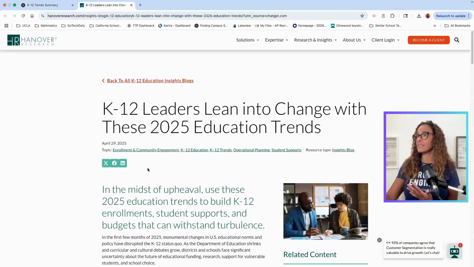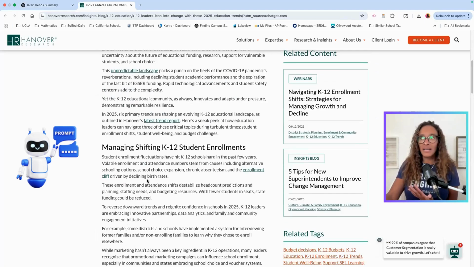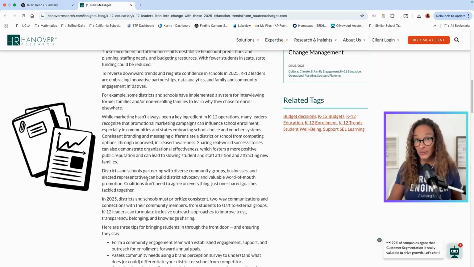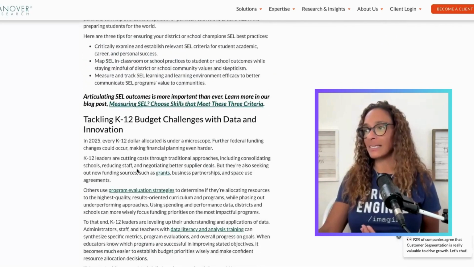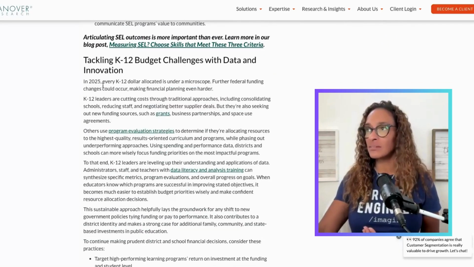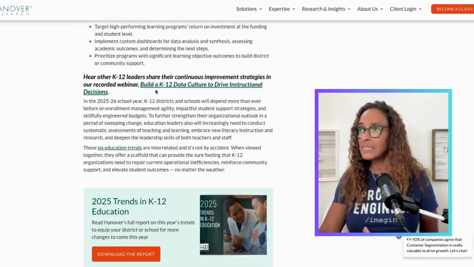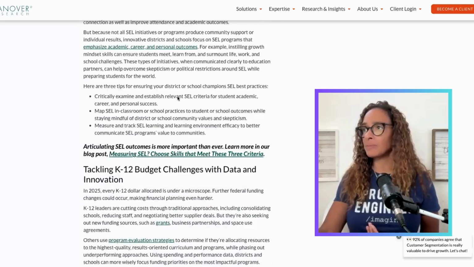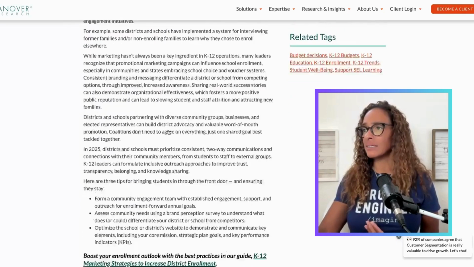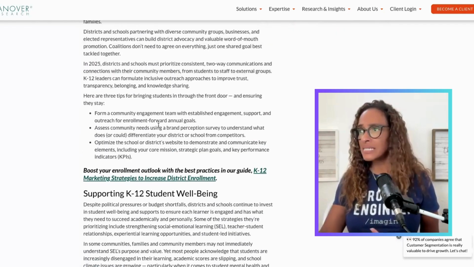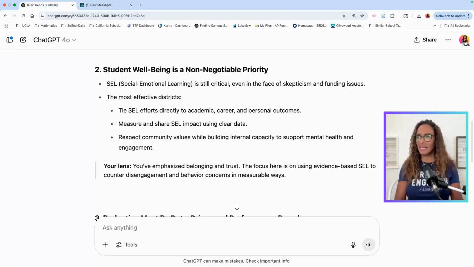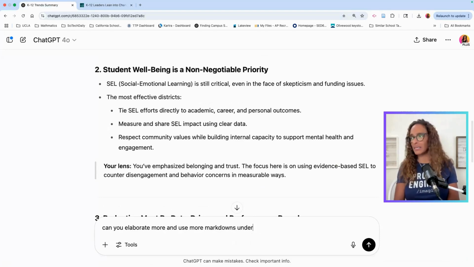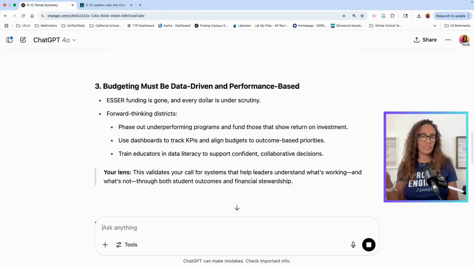Now, if I go back and it just says these, we can go and verify and skim, do what we call a scholarly scan, and look at what the article is really saying. So you can see it's giving those initiatives. It's talking about emotional well-being. It's talking about the shift in chronic absenteeism. And you can look for those things. Maybe you want to say, can you elaborate more and use more markdowns like underline, italics? See what it does.